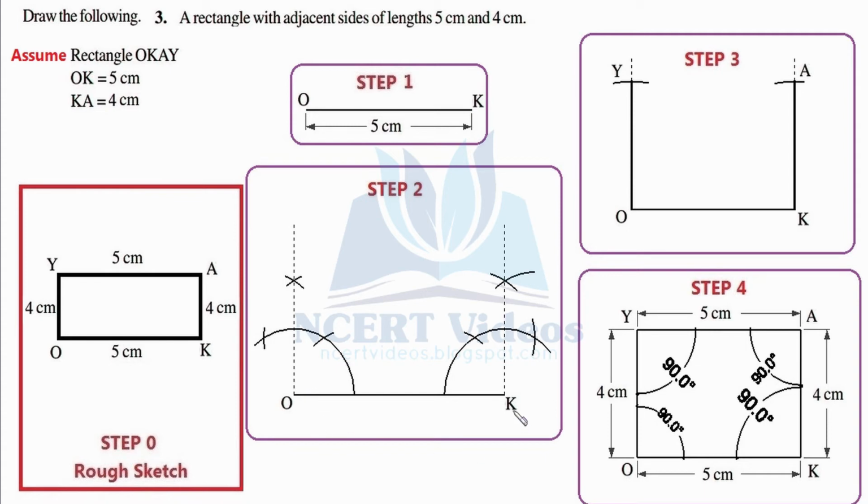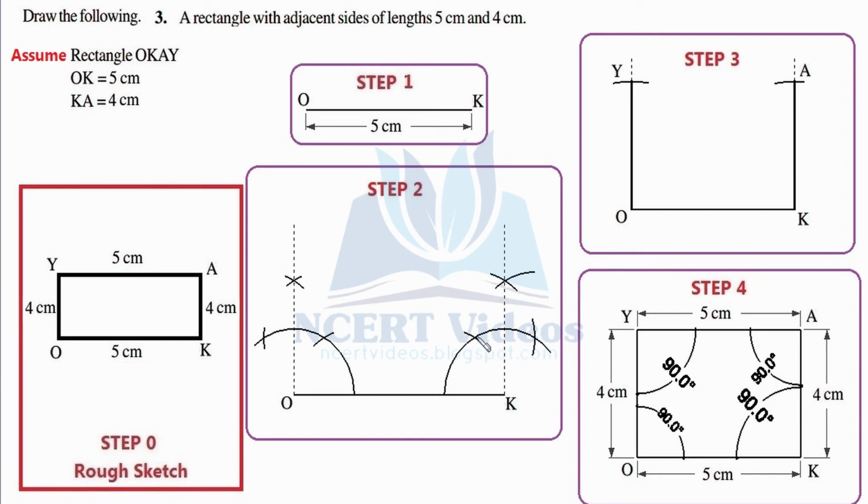The same process has to be done at vertex K. So without changing the dimension of the compasses that was set to 2 cm, we put our needle at K and construct this arc like this. Now we put our needle at this intersection point with line segment OK and construct this arc like this. This is our 60 degrees. Now we put our needle at this intersection point and construct this arc like this. That gives us 120 degrees.